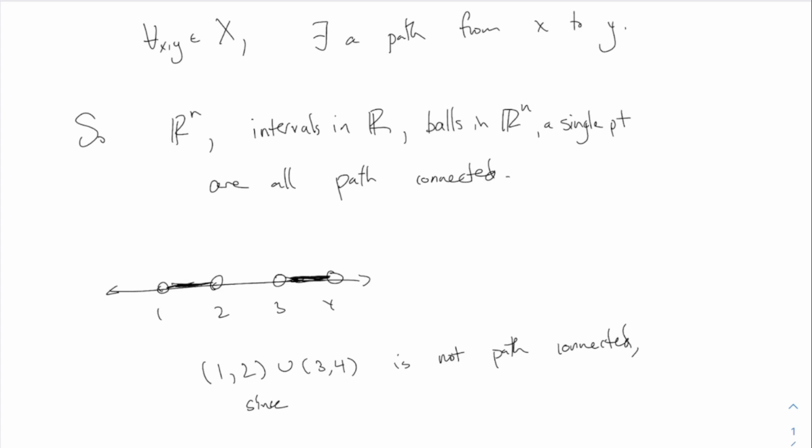Not path connected would mean you can find 2 points in that set where there's no path from one to the other. Anyone want to tell me 2 points in here where you can't get there from here? That's what you want to think about. There's no path from one to the other that's inside the set. This is not a trick question.